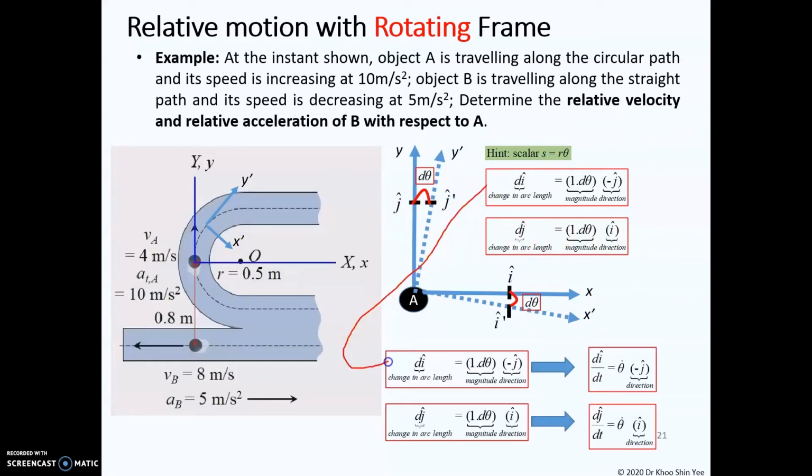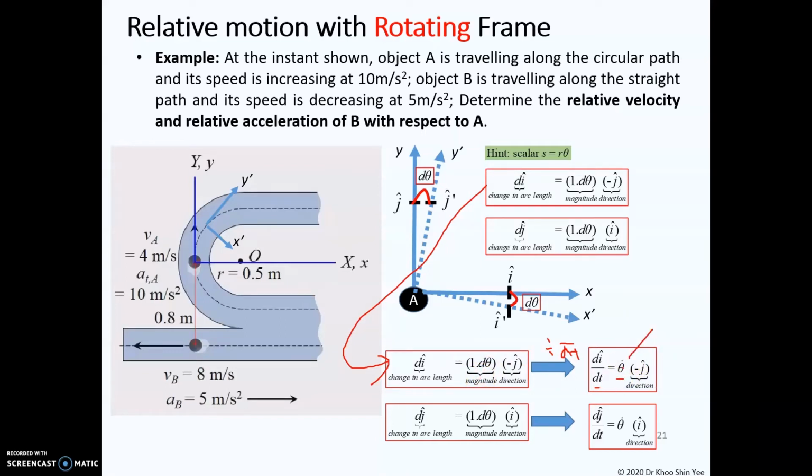By taking the first equation and differentiating it with respect to time on both sides, you obtain di over dt on your left hand side, and on your right hand side, d theta divided by dt, you obtain the angular velocity.